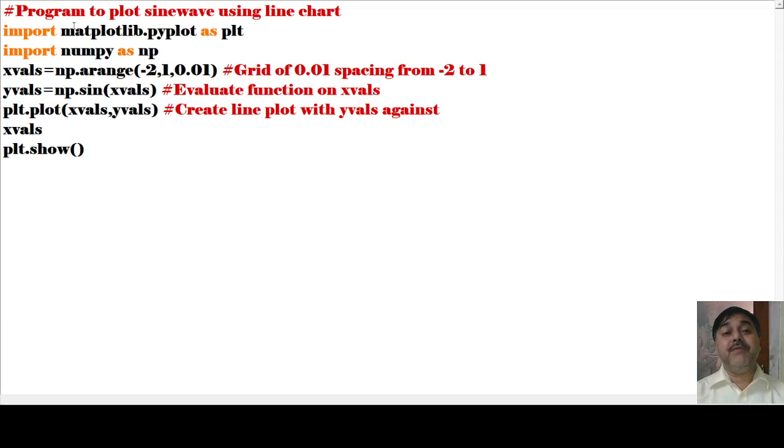So in this structure, what we have seen is that we are using matplotlib, and in the matplotlib function we have pyplot as plt. Then numpy has been implemented here as np. Clear? So numpy is working here as np.